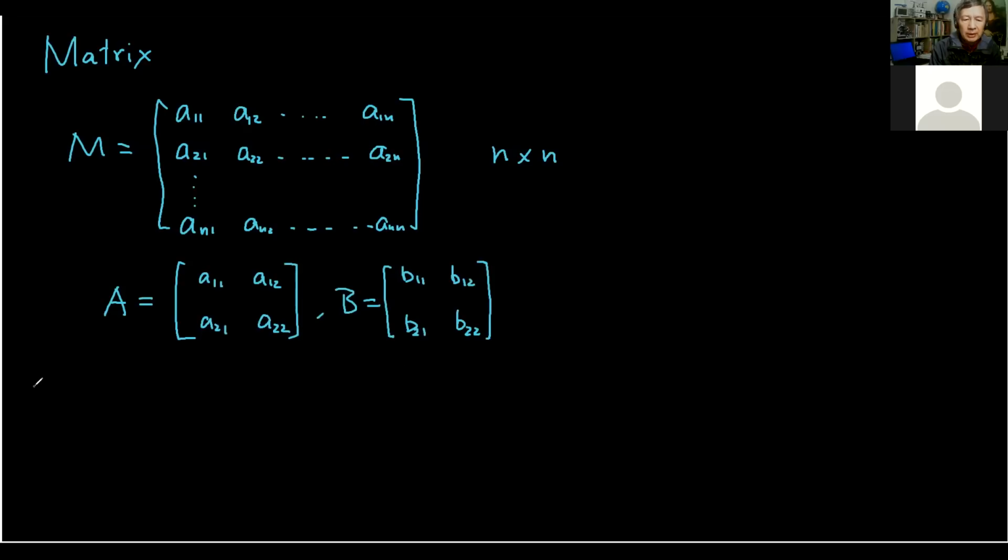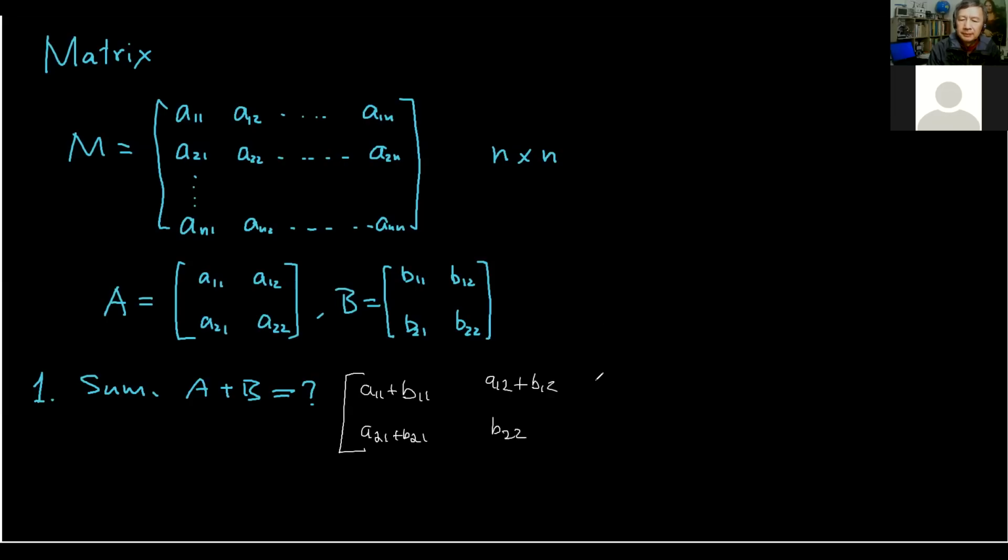Can you remember the first thing, the sum? How to find the sum? So what is A plus B? Can you work it out by yourself? So it's A11 plus B11. This is the sum. The same also applies for the difference.